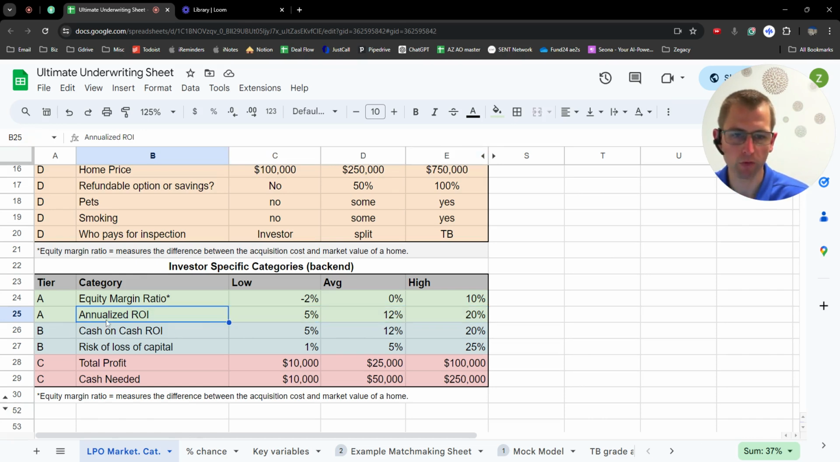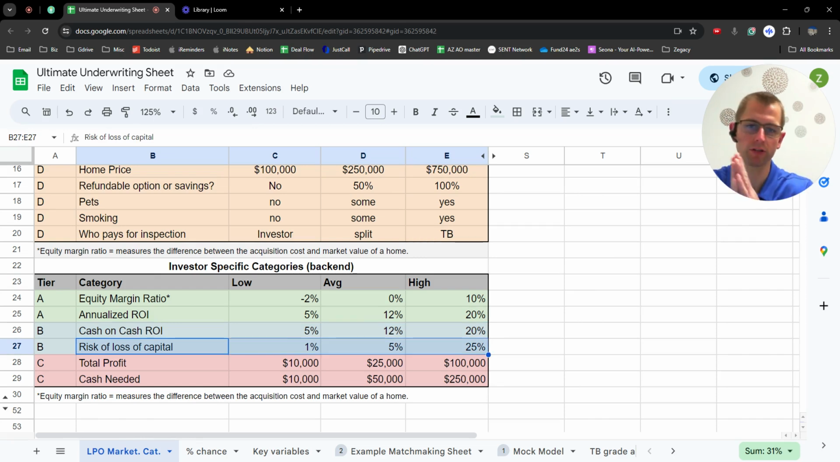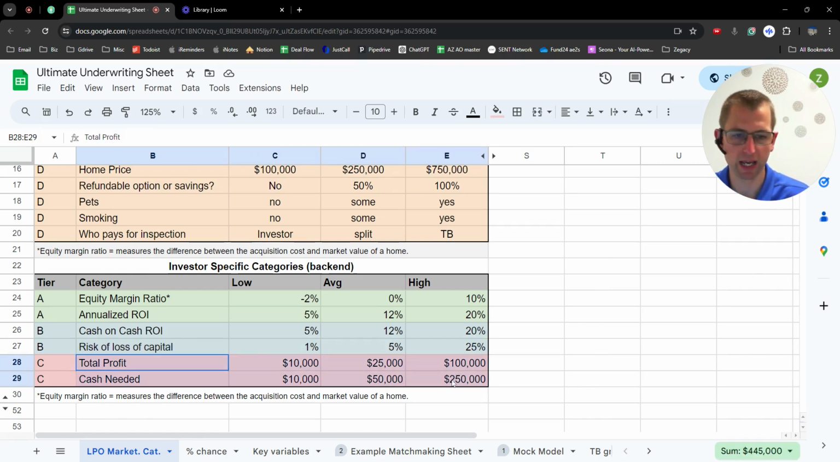So an overall annualized return is one. Then we found the actual cash flow, which is cash on cash. And then the second one is the risk of capital, or risk of loss of capital. Basically, investors don't want to lose money. That's their first rule. And so by having an equity margin, having some sort of projected return based on the risk, some investors are willing to take a higher risk with a higher reward. And then lastly, total profit and how much cash is needed to facilitate the transaction.